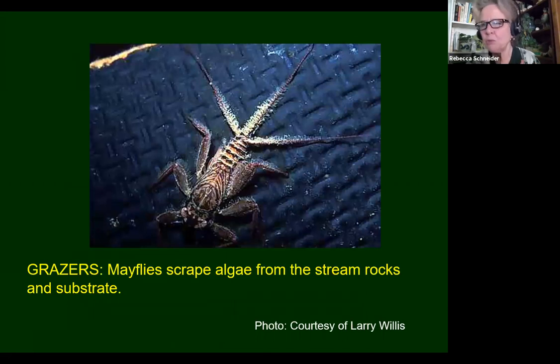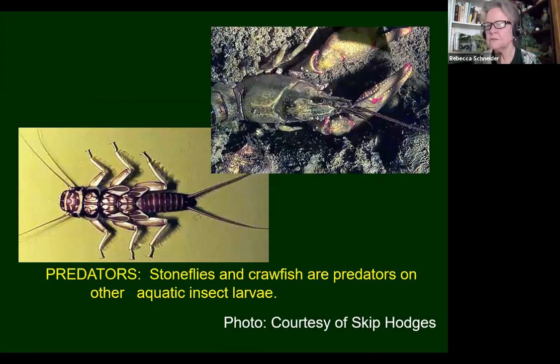This is an example of a grazer. So the grazers actually scrape algae from the rocks. So when you get further down into the river system where the light can penetrate into the water, you get algae to start growing on the rocks, and these guys come along and scrape it off. This is the immature form of a mayfly. The predators are things like stoneflies and crawfish. So they actually prey on all those other invertebrates.